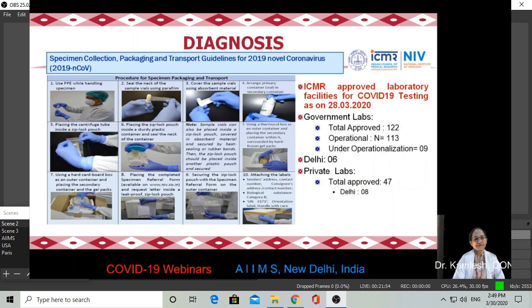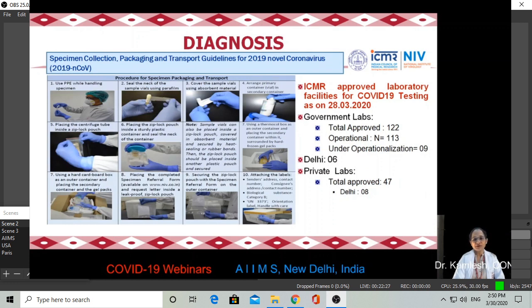What is the procedure for specimen packaging and transport? So for this, use the personal protective equipment while handling the specimen. Seal the neck of the sample vials using parafilms appropriately. Cover the sample vials using adsorbent material. Arrange primary containers appropriately. Place the centrifuge tubes inside a Ziploc pouch. Place the Ziploc pouch in turn inside a sturdy plastic container and seal the neck of the container.